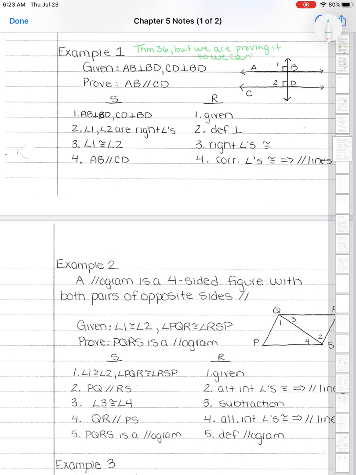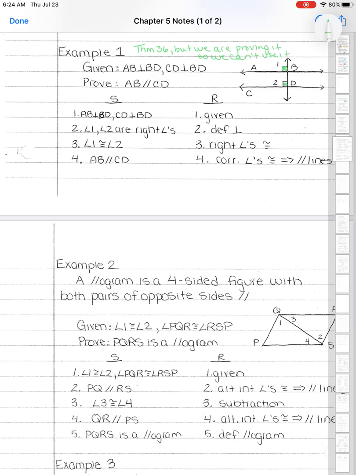So it says, given that AB is parallel to BD and that CD is parallel to BD, we want to prove that AB is parallel to CD. So this is Theorem 36, but we are proving it, so we can't use it in the proof. All right, so we have to come up with another way. So step one, we copy down our given with given.